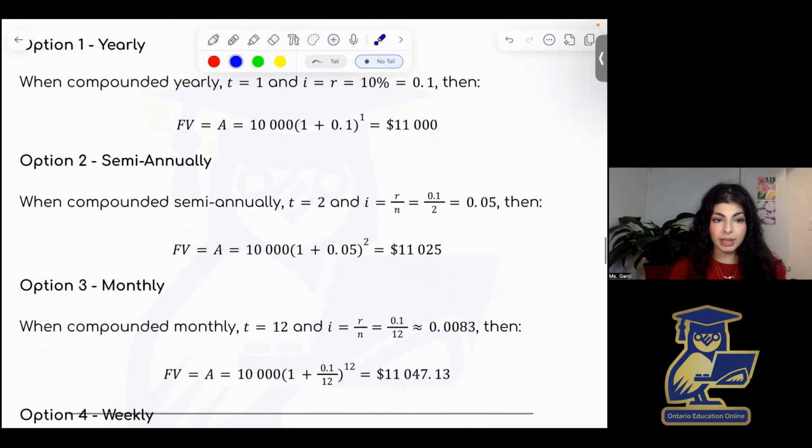Now, option three is monthly. So when compounded monthly, that means N or T is 12, so 12 months a year.